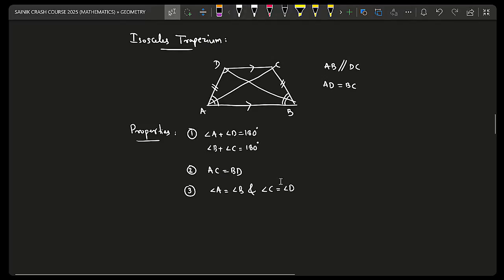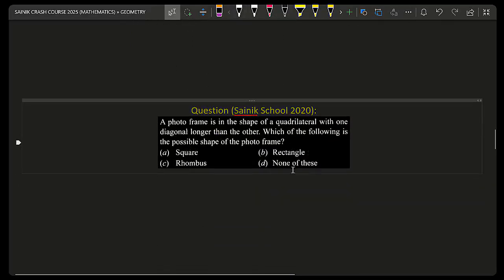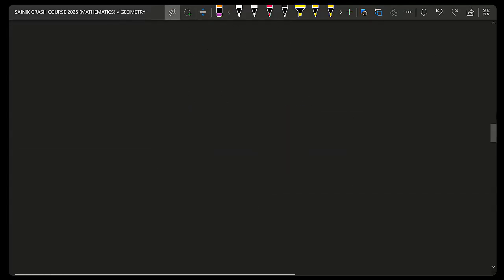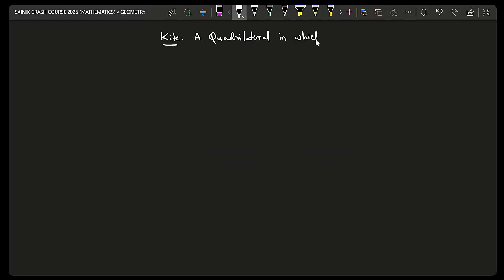Some other types of quadrilaterals are also there. After isosceles trapezium, we have kite. Let's take a kite. So what is a kite? It is a quadrilateral in which two pairs of adjacent sides are equal.